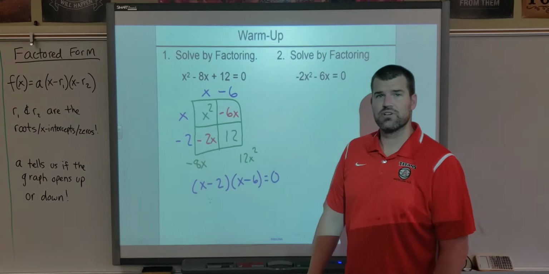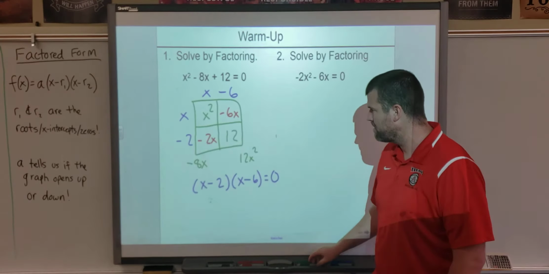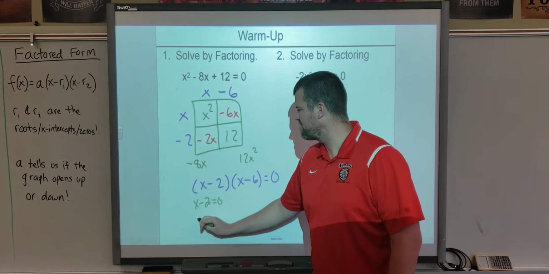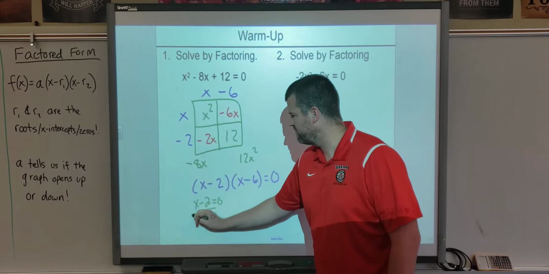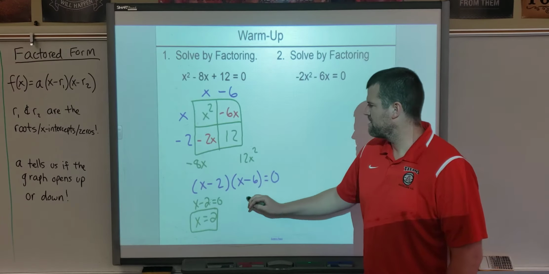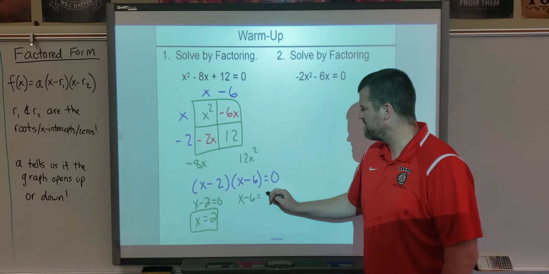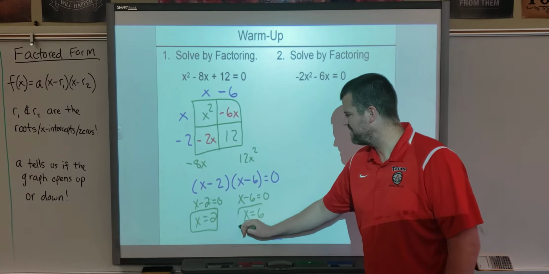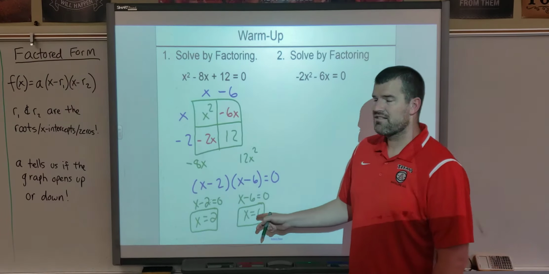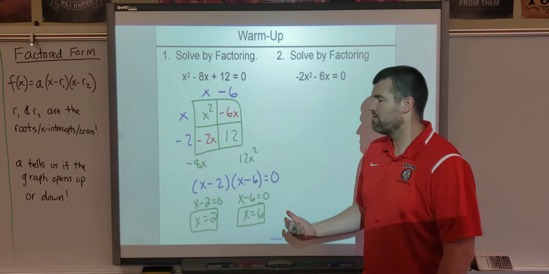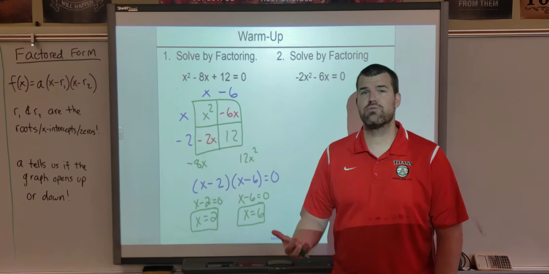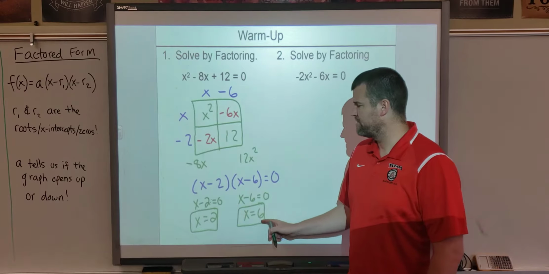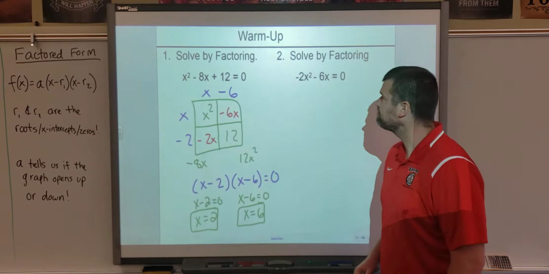And since we're solving, we'll go ahead and set each factor equal to 0. x minus 2 equals 0. Add 2 to both sides, and x equals positive 2. Same thing, we're going to set x minus 6 equal to 0. Add 6 to both sides, and we get x equals positive 6. So we've talked about those being the solutions, but we've also mentioned that there are roots or zeros or x-intercepts. So what we've really found by solving by factoring is the x-intercepts of our graph.